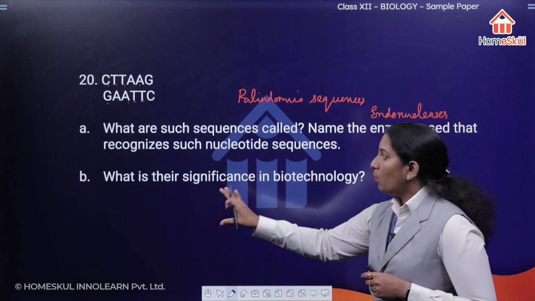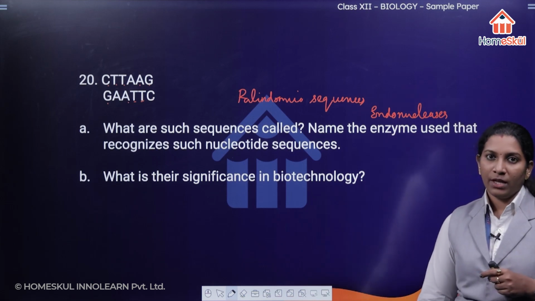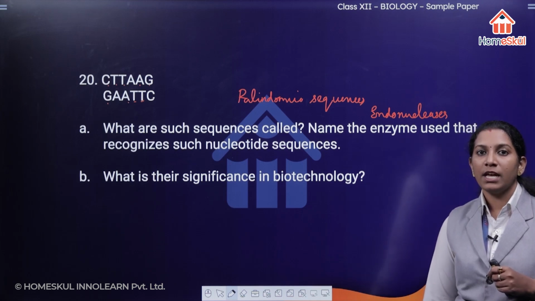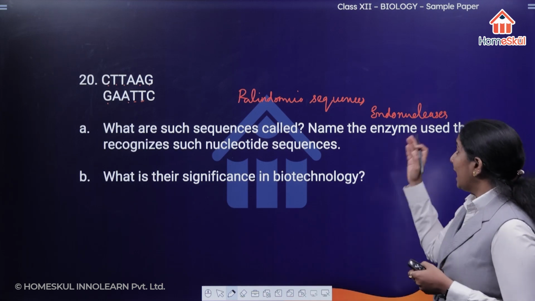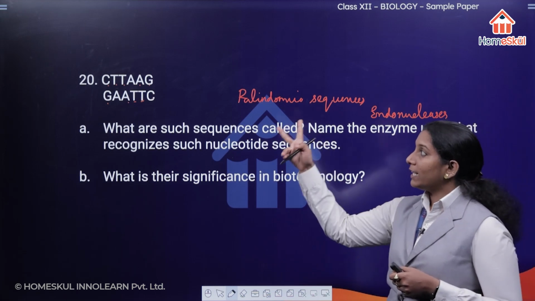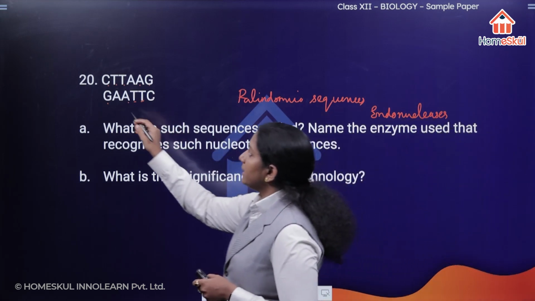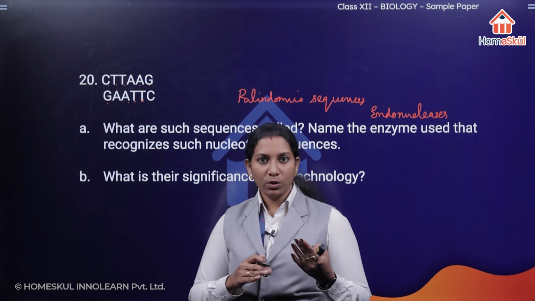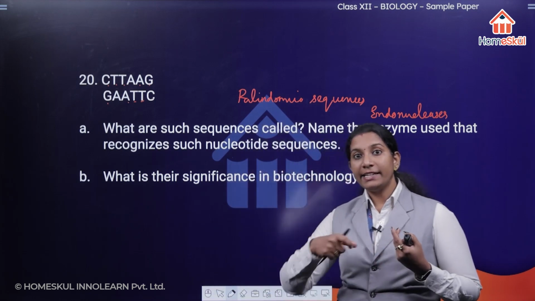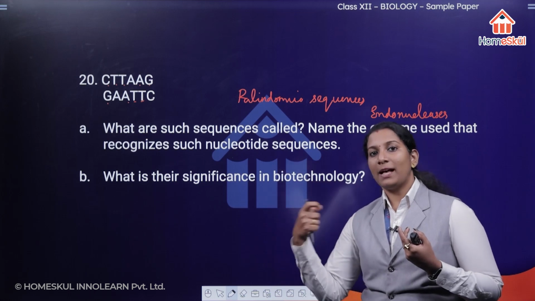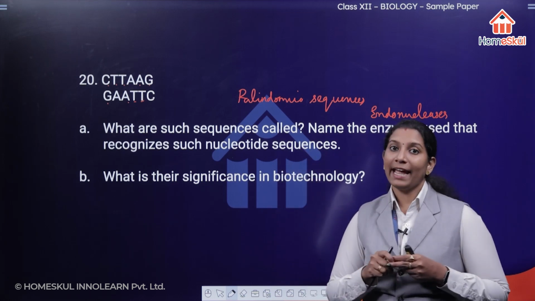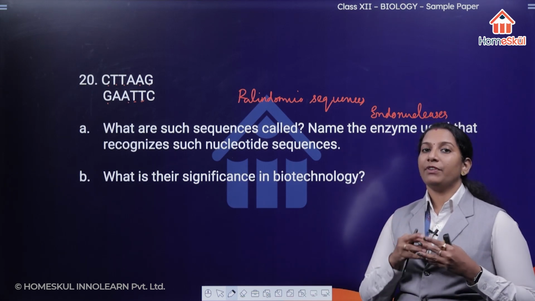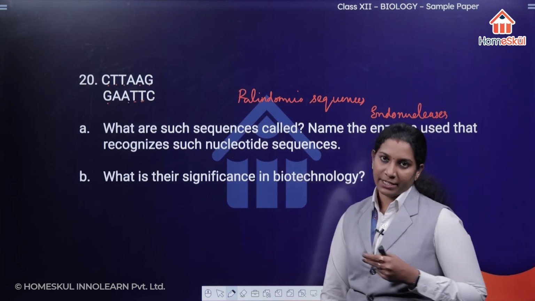Then the second part: what is their significance in biotechnology? In biotechnology, restriction endonuclease enzymes are used for cutting, and they make cuts in these regions. They will make sticky ends, with counterparts of sticky ends on both the ends. So we can ligate the foreign DNA and the plasmid DNA very easily by means of these sticky ends, which are created by these enzymes. This is the significance of these sequences in biotechnology.